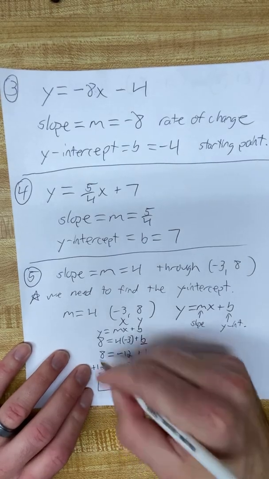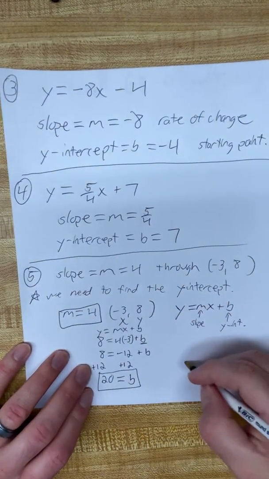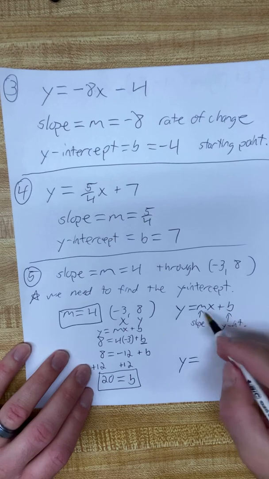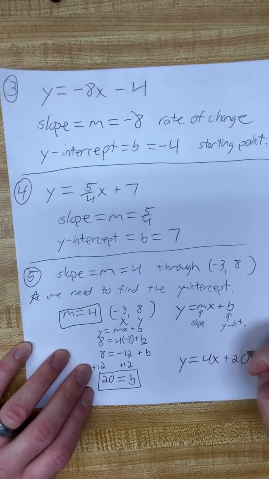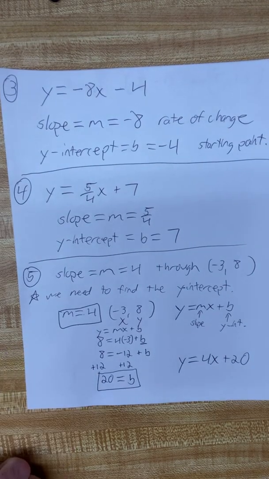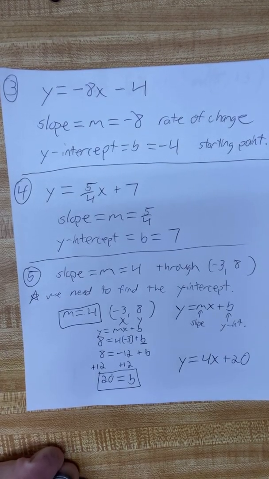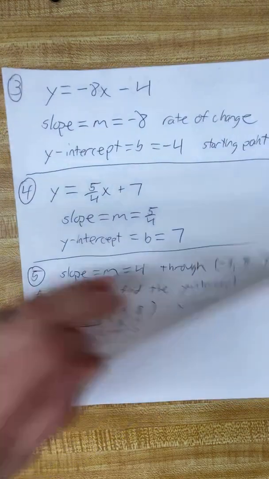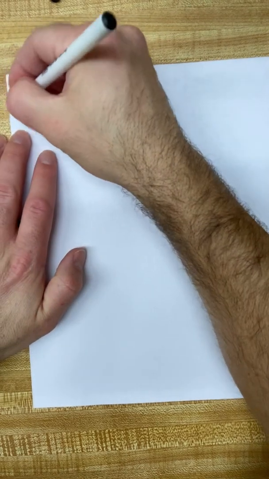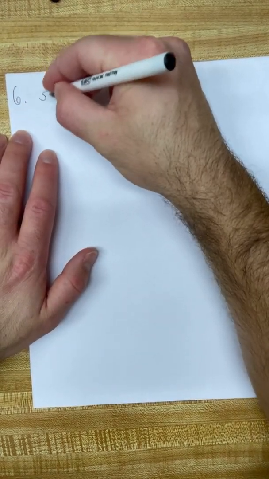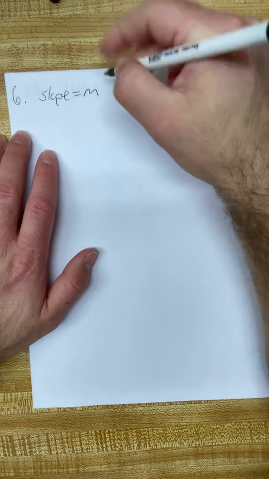And we already knew that m was 4. So I can write my equation now as y equals mx plus b. M is 4. b is 20. And I'm done. So let's do another one like that.